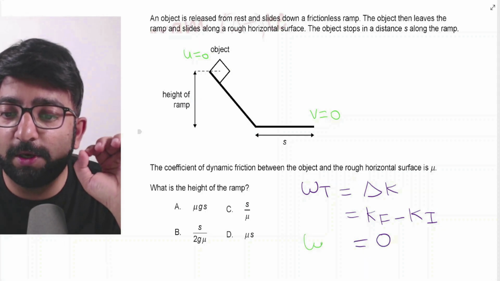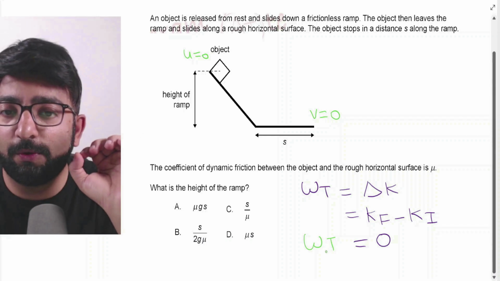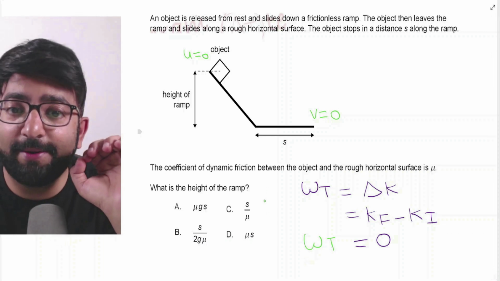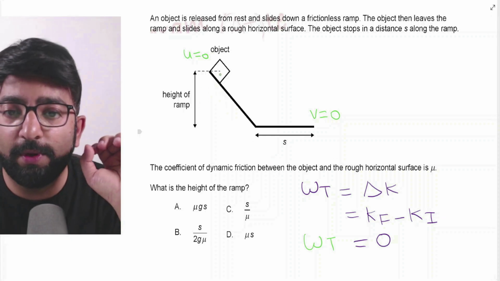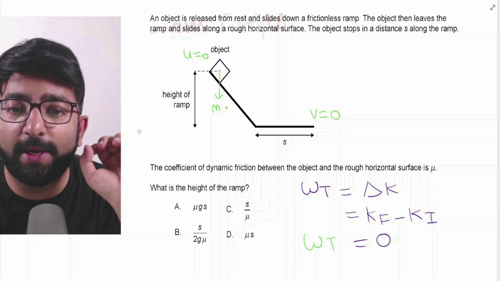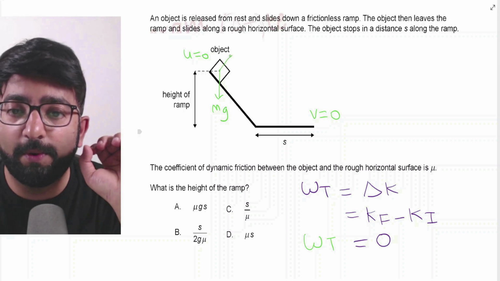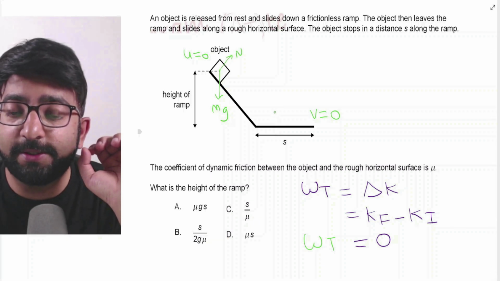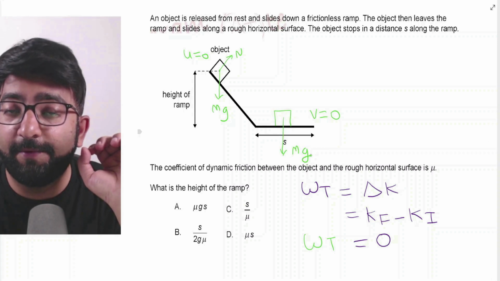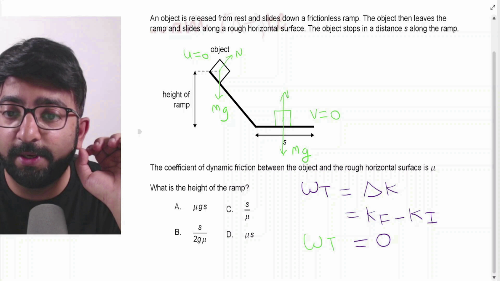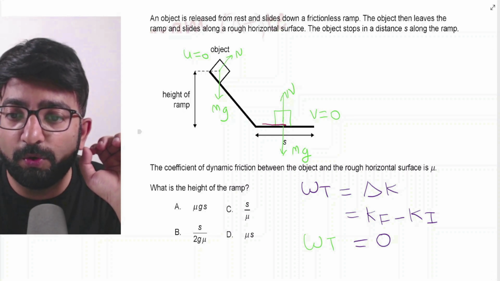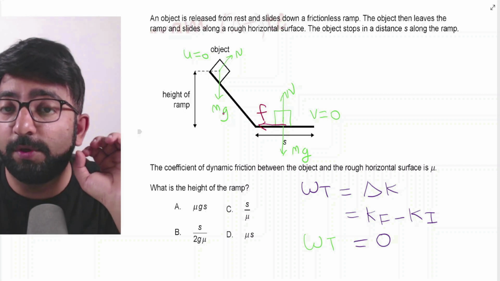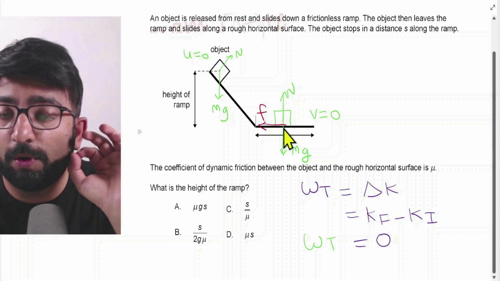Which means whatever is the total work done, that will add up to zero. And let's see how many forces are acting on this object. While the object is moving along the ramp, you will have the gravitational force mg acting downwards, and then we have the normal reaction. Now, when the object is sliding along the rough surface, it has mg, the gravitational force, with the normal reaction. Since the surface has friction, we will draw it towards the left hand side. So we have three forces while the object is moving on the rough surface.